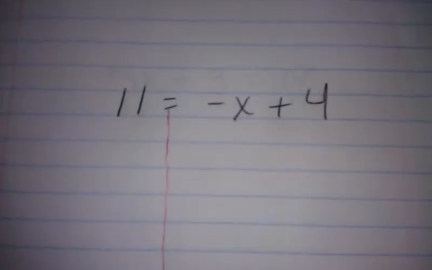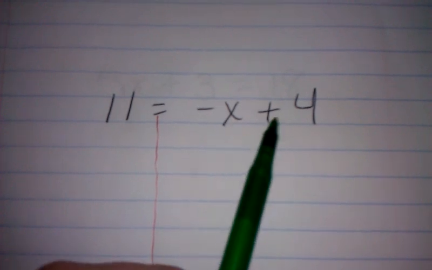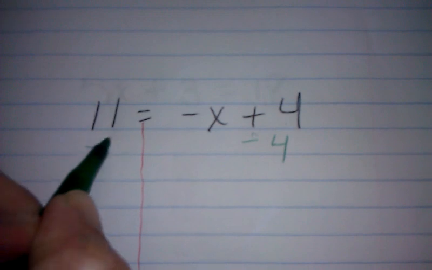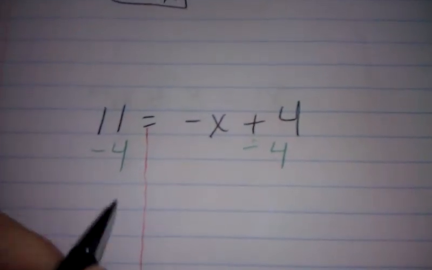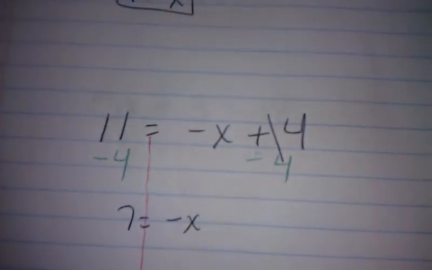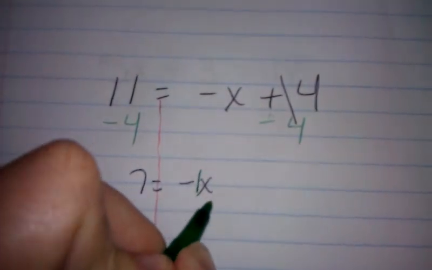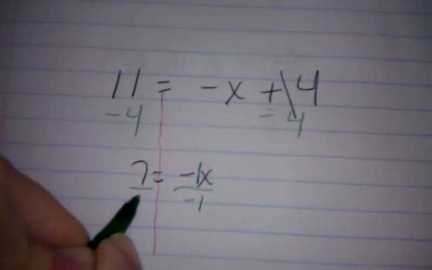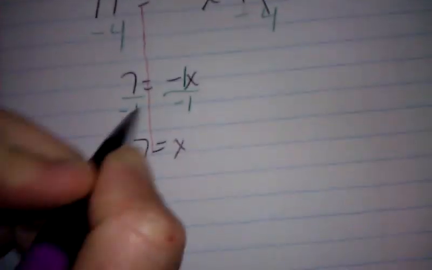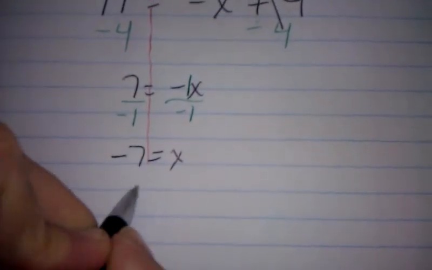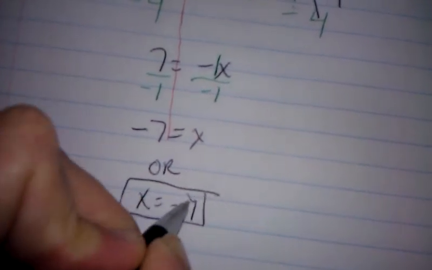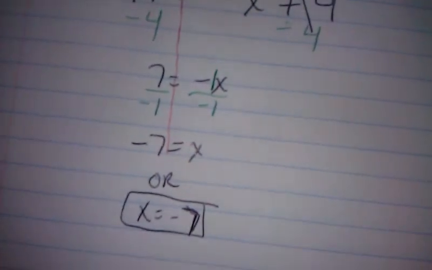Draw my dotted line. I have -x plus 4. I need to move the plus 4, so I'll subtract 4 from each side. I get 7 equals -x, because these cancel. This is like a -1. So I divide by -1 to each side. I get -7 equals x, because a negative divided by negative is a positive. Or you can write it, x equals -7. You can write it in either order, it doesn't matter.